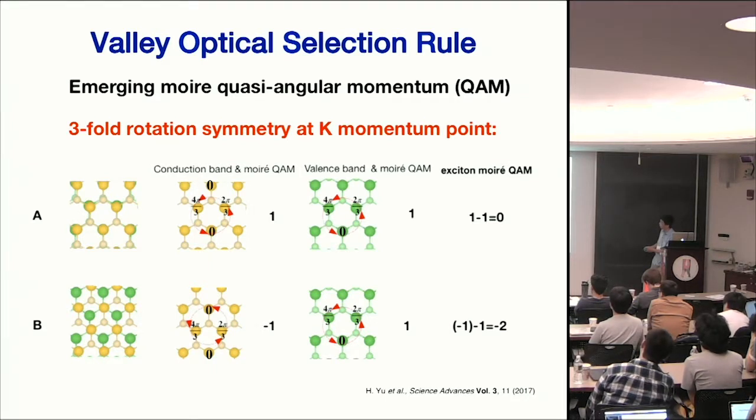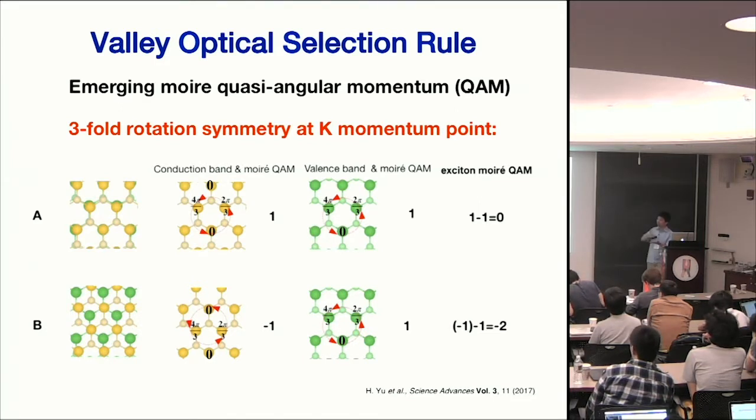So when you have 0 to 2 pi over 3 to 4 pi over 3, instead of going counterclockwise, it's now going clockwise. So basically, it has a net effective angular momentum equal to -1. That means if you want to combine electron and hole together in this kind of B stacking order, you have a net effective angular momentum change of -2. So indeed, the stacking order can give you an emerging angular momentum and determine the selection rule.